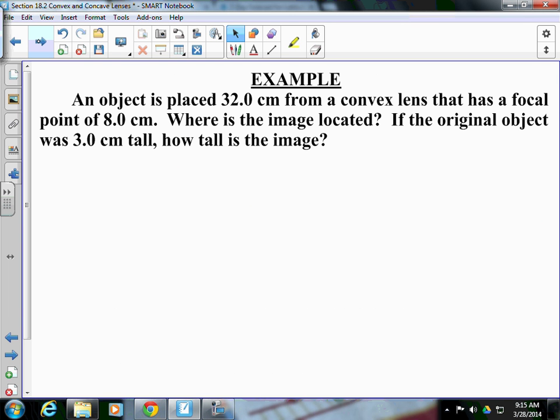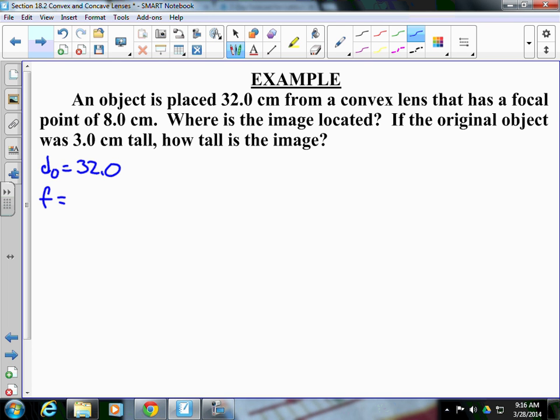So if we refresh here, an object is placed at 32 centimeters from a convex lens that has a focal point of 8 centimeters. Where is the image located? If the original object was 3.0 centimeters tall, how tall is the image? So again, we're going to use our lens equation, 1 over f is equal to 1 over di plus 1 over do. We have do as being 32.0 centimeters. We have our focal length, which is positive because we have a convex lens, at 8.0 centimeters. We're looking for di and we're looking for hi.